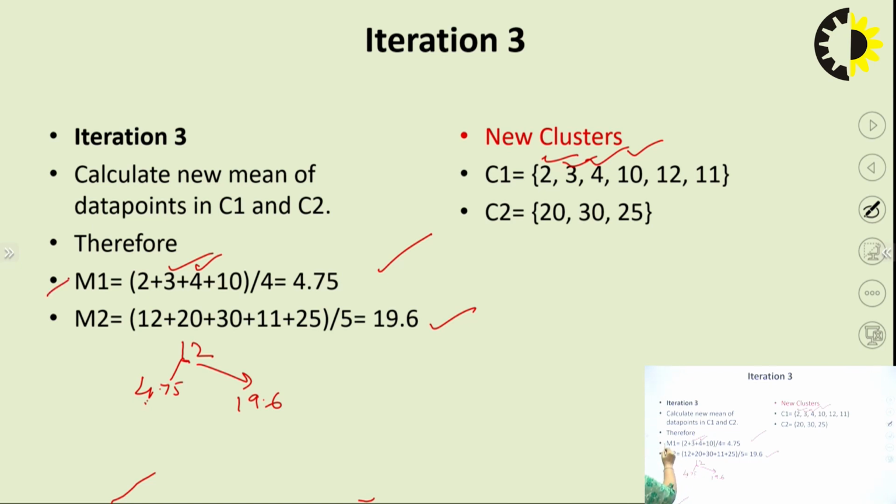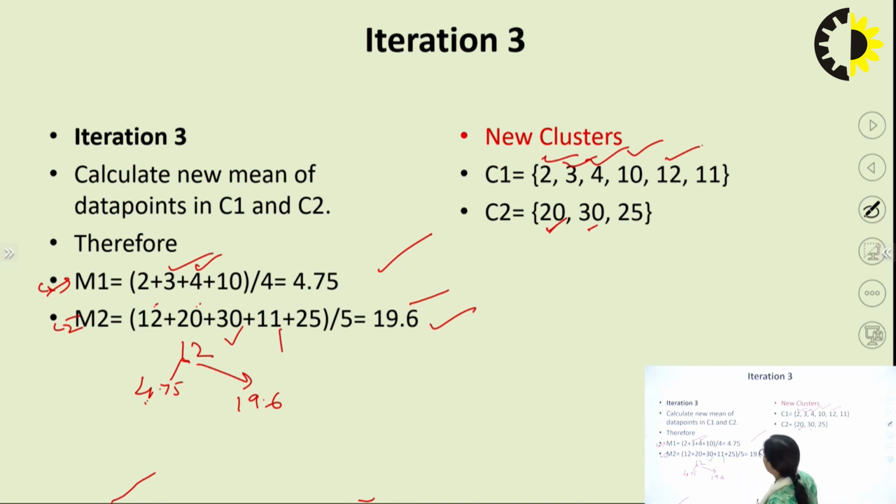C1. This is our new C1 and new C2 that has formed. So 12 is closer to C1, means again 12 is coming to C1. You can see that earlier 12 was part of C2, but now it is a part of C1, right? Let's pick 20. 20 is closer to 4.75 or 19.6? No doubt it belongs to the same group still. 20 is still in the same group, 30 is still in the same group.